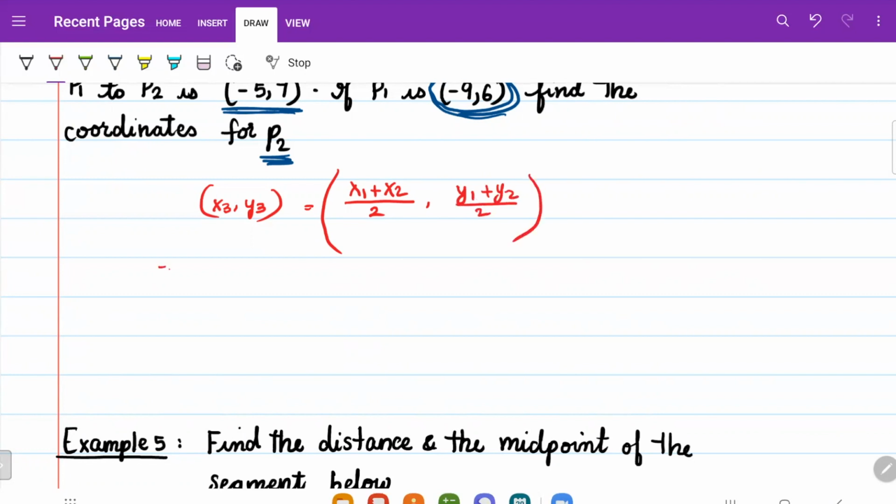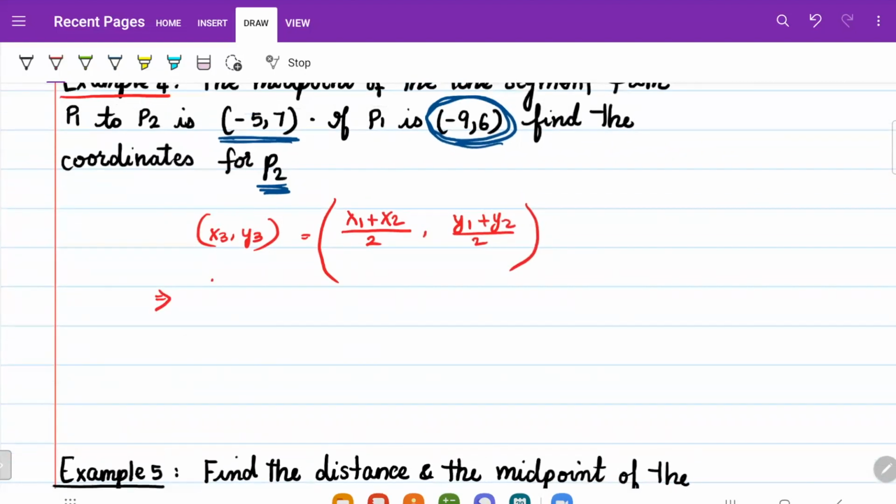So here we know what x3 and y3 are. We are given that x3 and y3 are minus 5, 7, right? And then we are given x1 as minus 9, and we don't know what x2 is. Let us write it down as x2. And then we are given what y1 is, which is 6. We don't know what y2 is, and we have divided by 2.